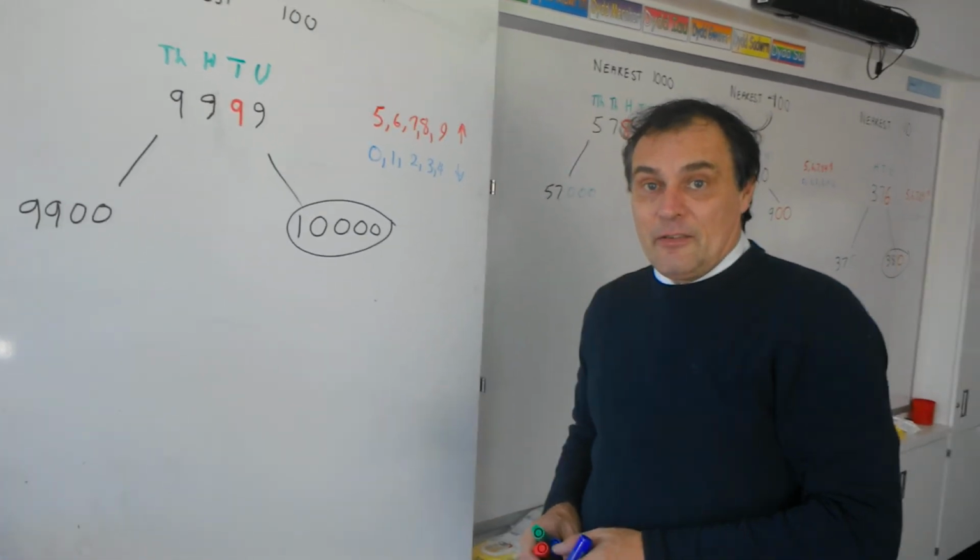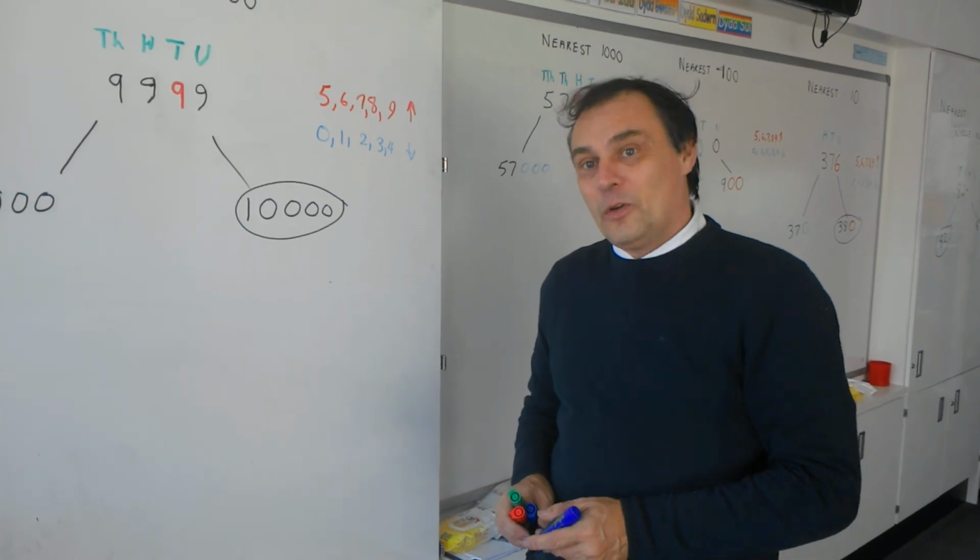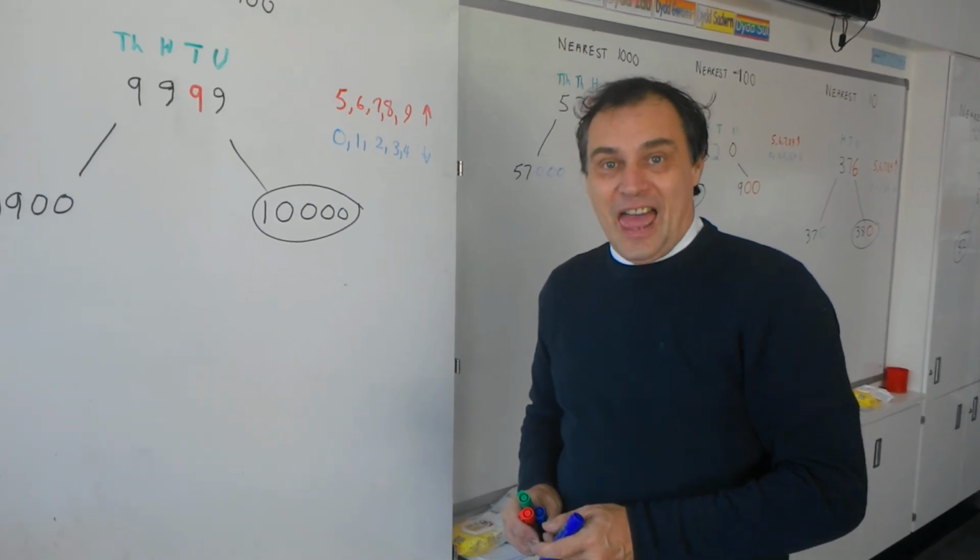So there we have it. That is rounding to the nearest whole number, tens, hundreds and 1,000s.